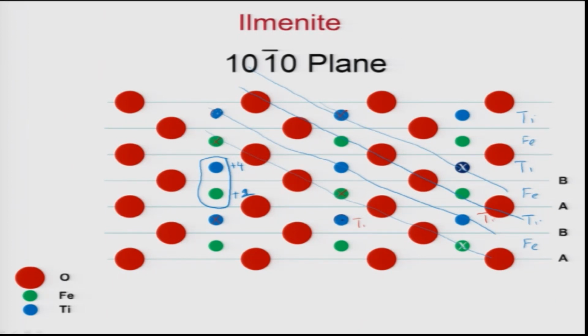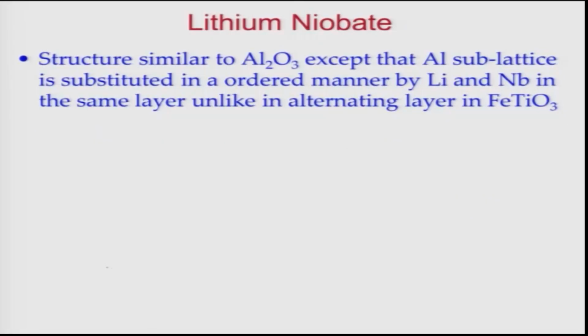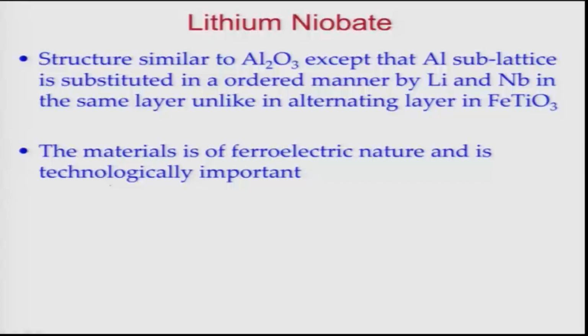Now, let us go to slide number 12, which is lithium niobate. This structure is similar to Al2O3 or even FeTiO3, except that the ordering of iron and lithium and niobium takes place within the same layer, unlike in FeTiO3, which was in every alternate layer. So, this is why you will see that the structure is ferroelectric in nature, and it is technologically an important material.